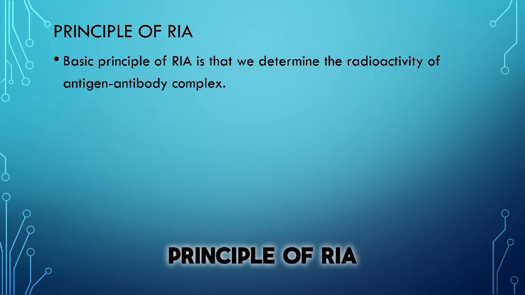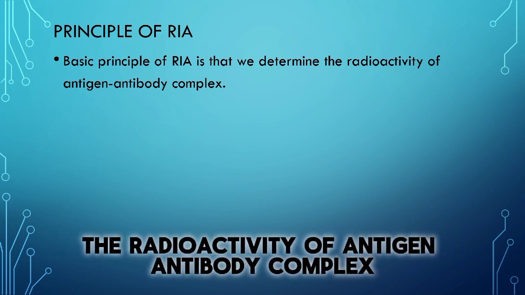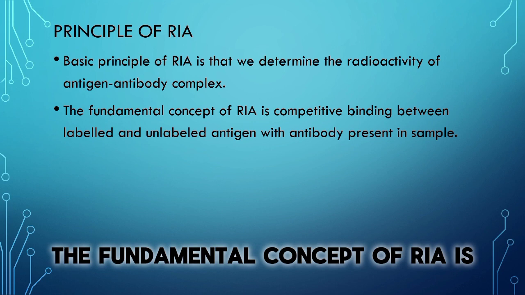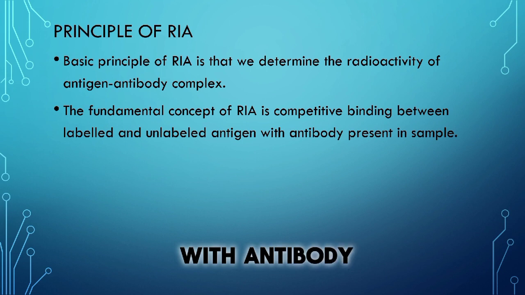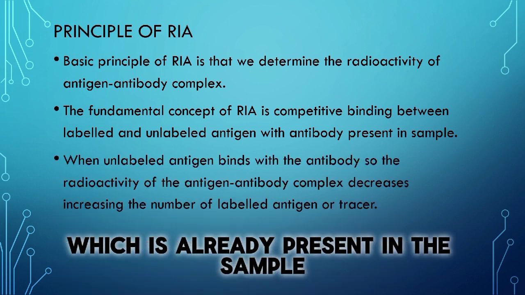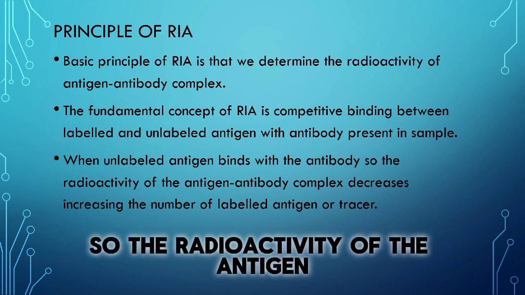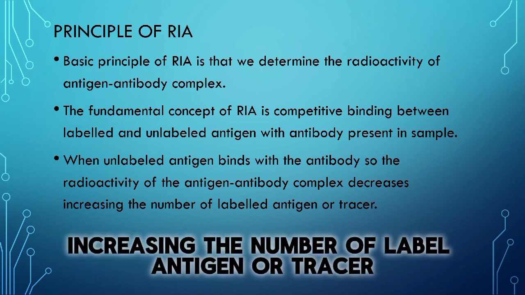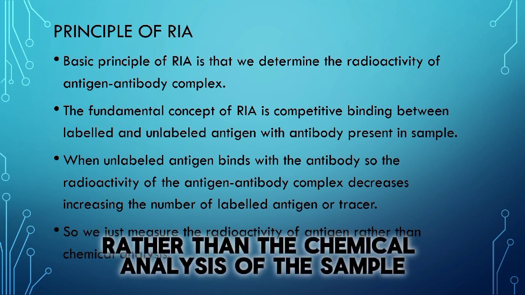The principle of RIA is quite simple. The basic principle of RIA is that we determine the radioactivity of antigen antibody complex. The fundamental concept of RIA is the competitive binding between a labeled and unlabeled antigen with antibody which is already present in the sample. When unlabeled antigen binds with the antibody, the radioactivity of the antigen antibody complex decreases, increasing the number of labeled antigen or tracer. So we will just determine or measure the radioactivity rather than the chemical analysis of that sample.